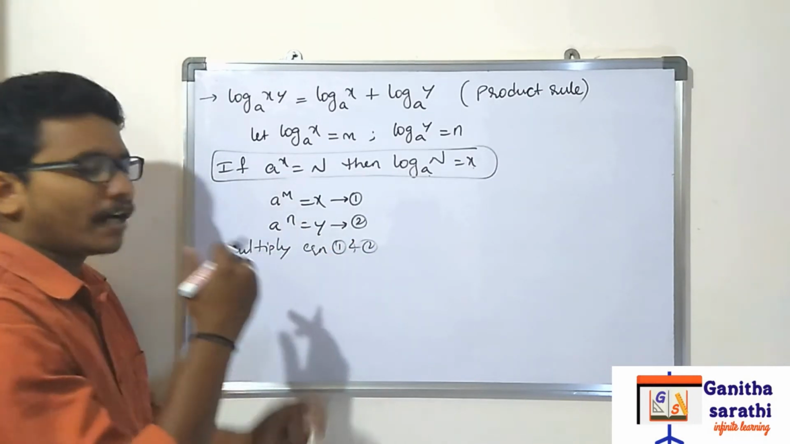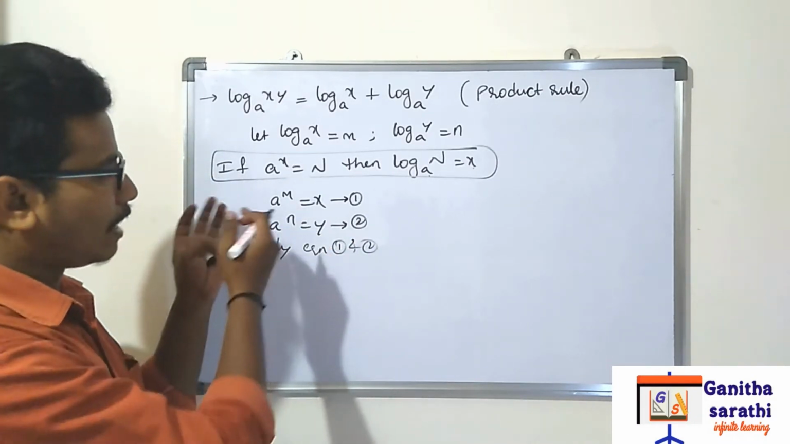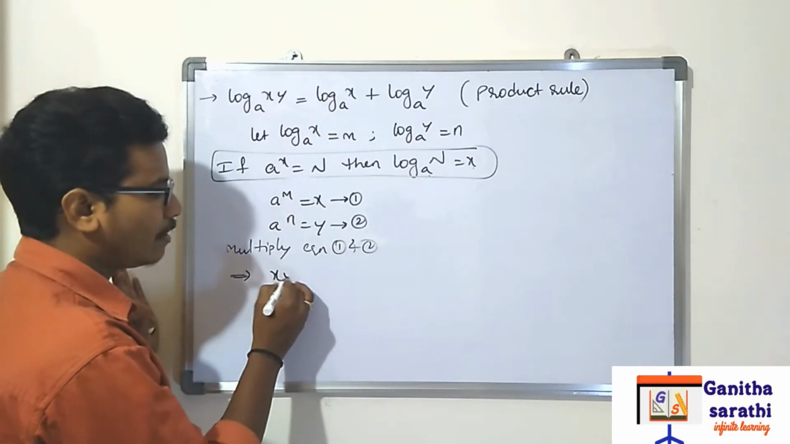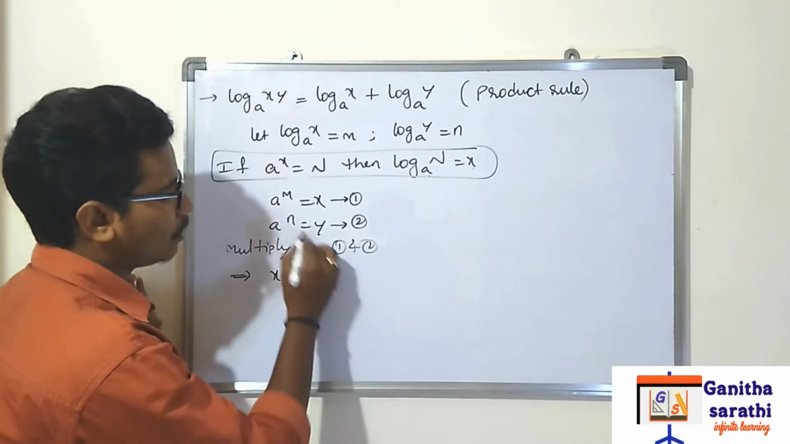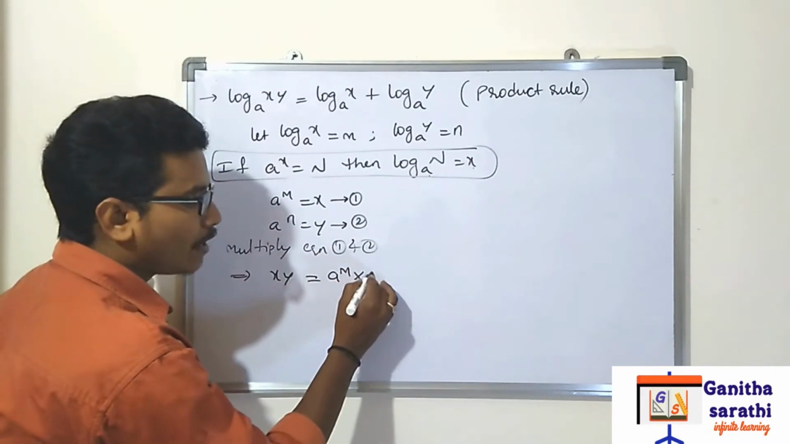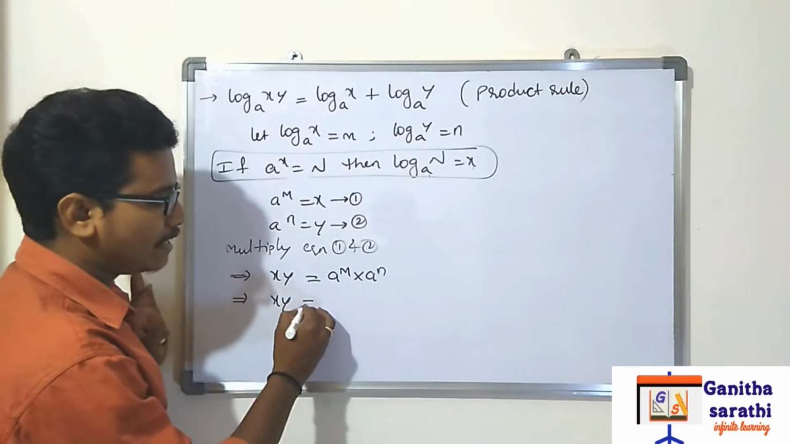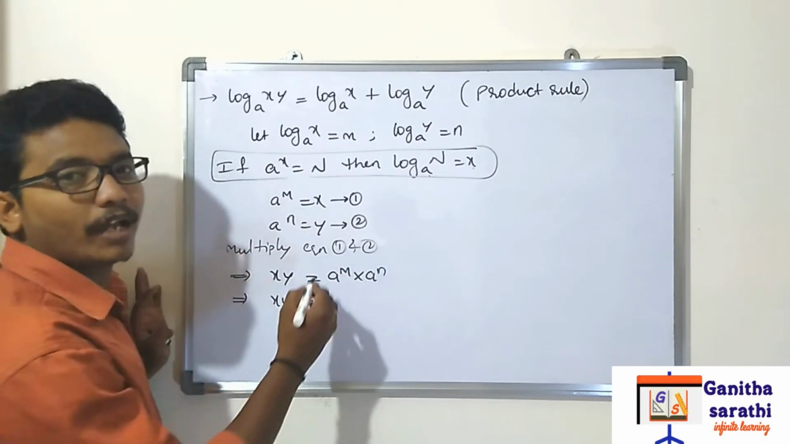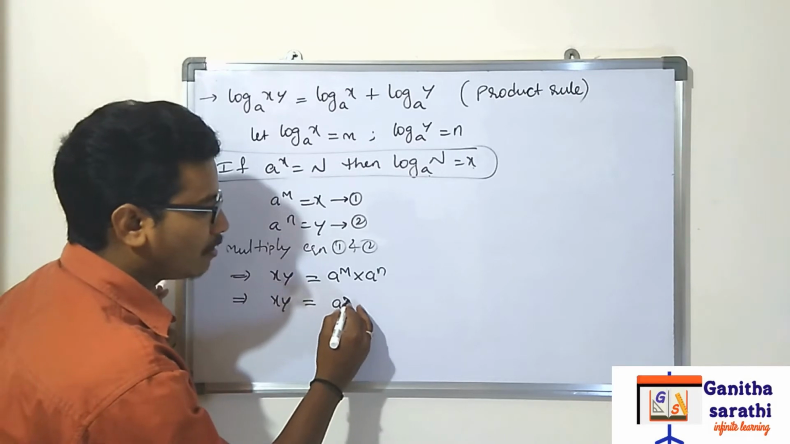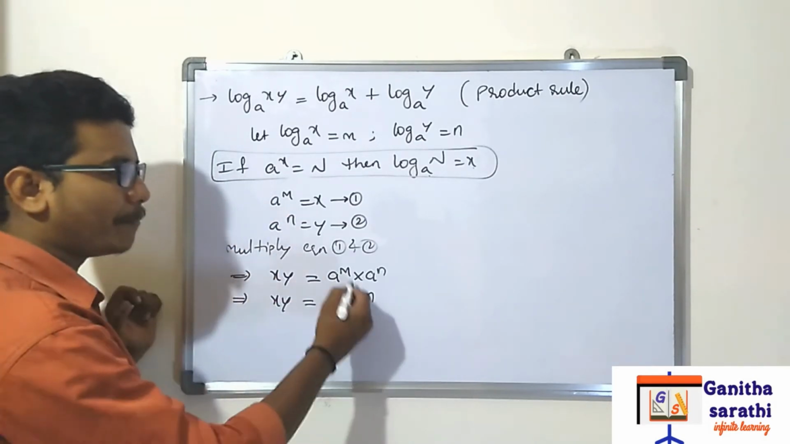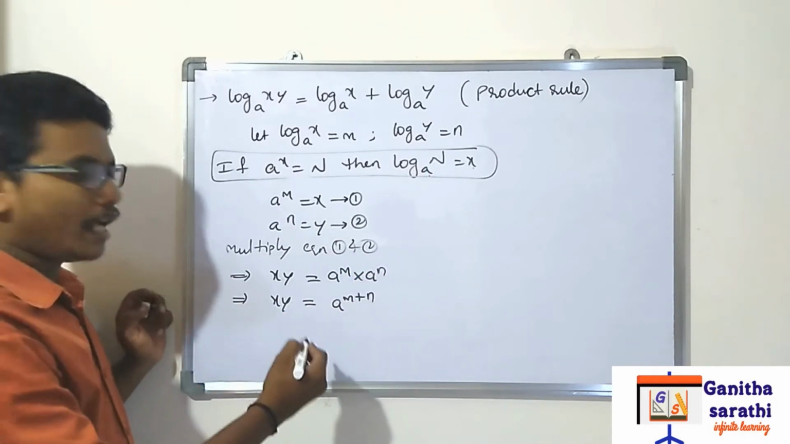What you will get? Right hand side multiply with right hand side. Left hand side will be left hand side. Okay. X into y, xy is equal to a power m into a power n. That implies x into y is equal to a power m into a power n, which means a power m plus n. Okay, laws of exponents. A power m into a power n is equal to a power m plus n.